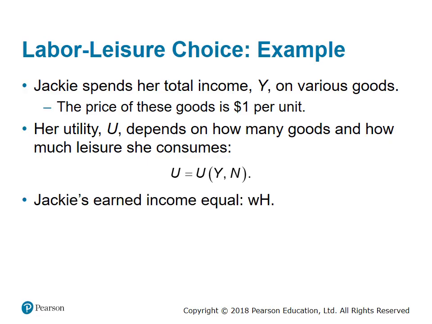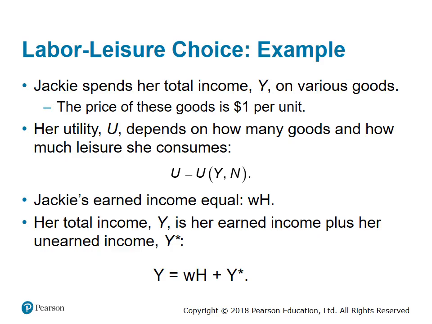Jackie's income comes from two sources. Jackie's earned income is what she gets from working, so it's the hourly wage times the hours worked. Her unearned income is denoted by Y star, and it is what she gets from other sources. These include investments, gifts, inheritances, or government grants. Therefore, her total income is the sum of her earned and unearned income amounts.